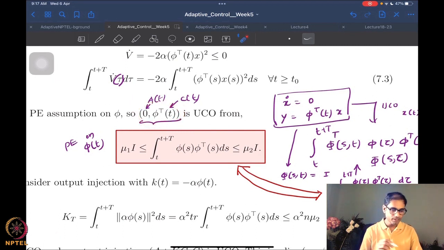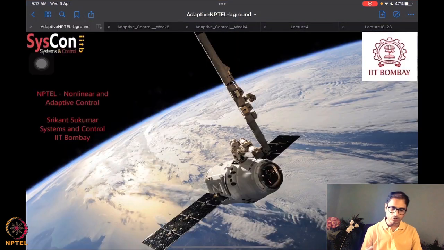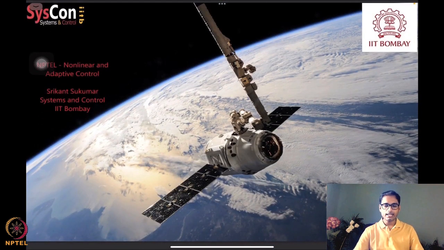Alright, great. So what have we looked at today? We looked at a few more additional concepts: UCO under output injection, and of course one exponential stability theorem for linear time varying systems. Now we are starting to connect it with our proof of exponential stability of parameter identifier systems under persistence. We have just started the proof, and we are going to finish it up in the upcoming sessions.